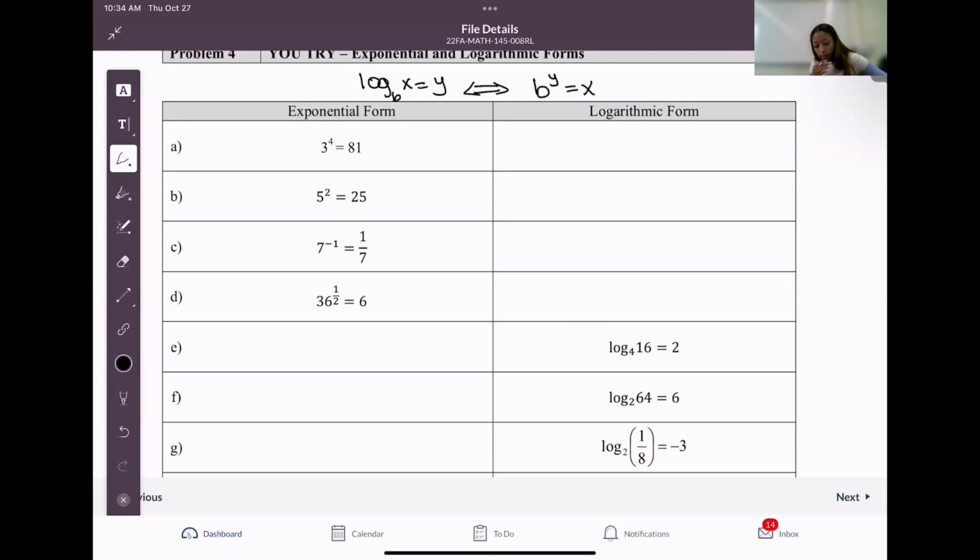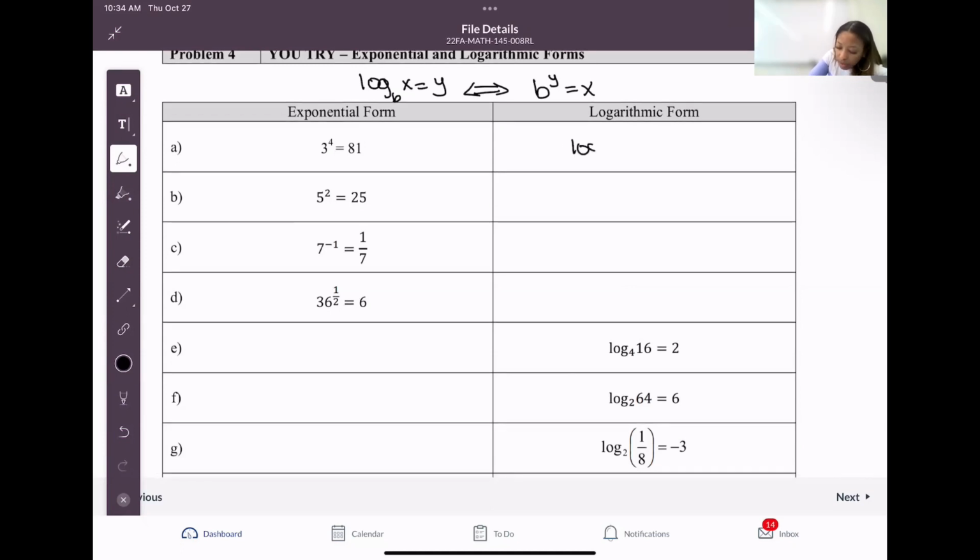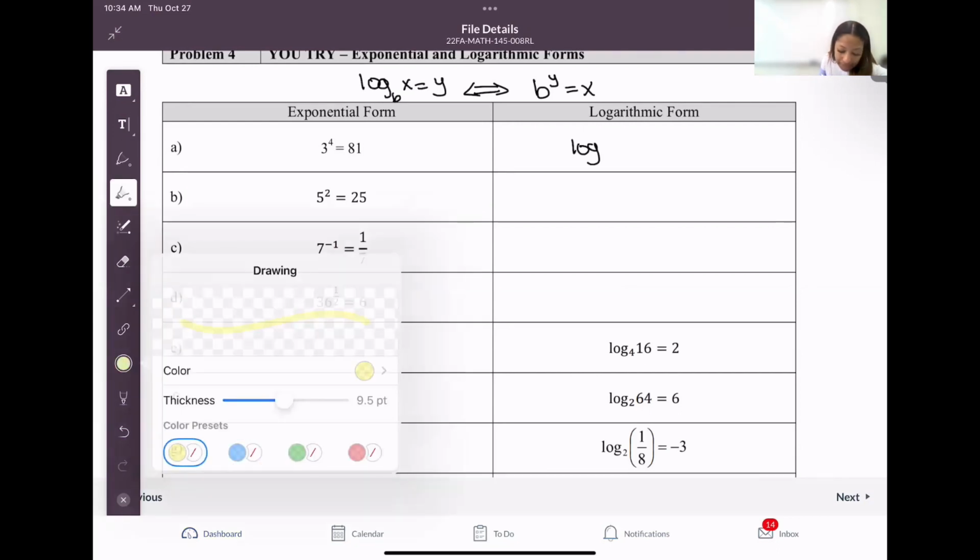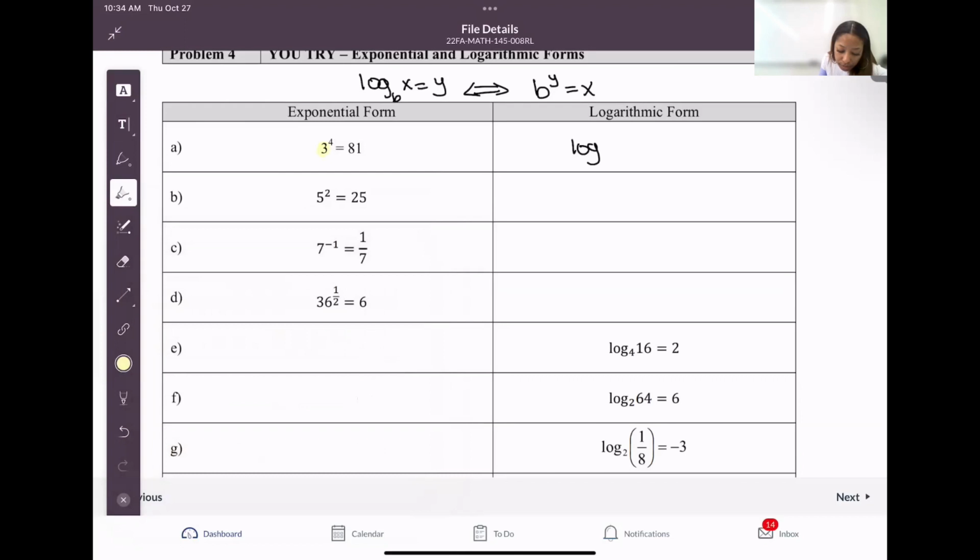All right, first 4 problems here start off with the exponential form, and we have to write this in logarithmic form. First thing that you want to do, you're always going to write the word log. That tells us that we're taking the logarithm. And then you want to identify the base. The base of this exponential term is 3. So the base of your logarithm is going to be 3. You want to write your base as a subscript. So that's a small 3 at the bottom of the log next to it.